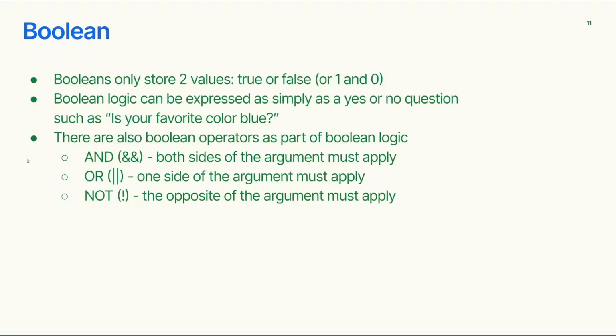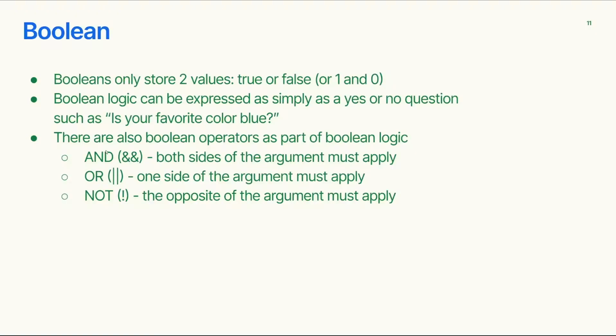There are also Boolean operators as part of Boolean logic. We've got an and, most of the time you're using two ampersands on your keyboard. And with an and, both sides of an argument must apply. So if you want to say favorite color equals red and blue, you would check for red and blue. If favorite color is both, you're good. Kind of a weird example, but just off the top of my head, talk about colors, so there's that.